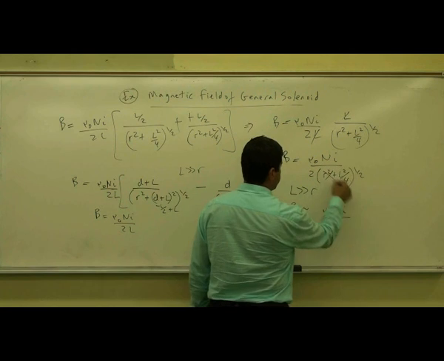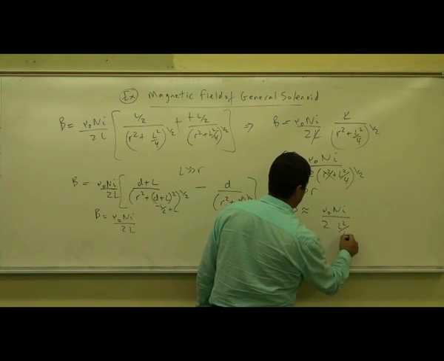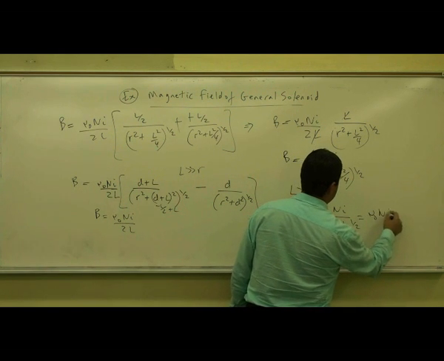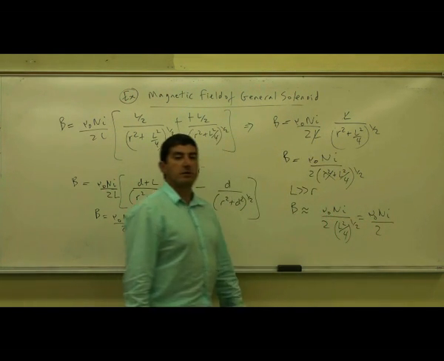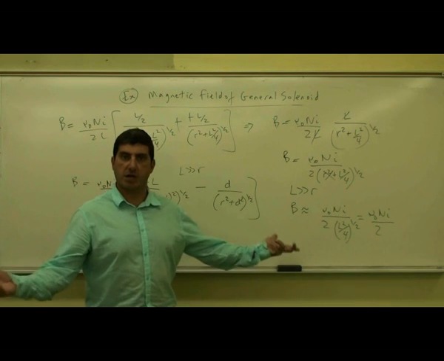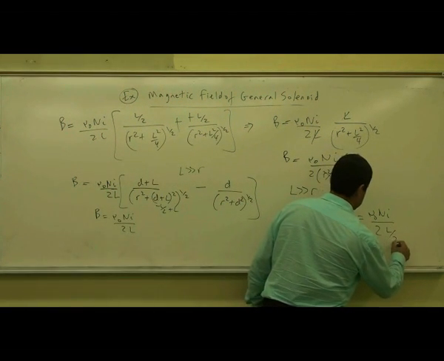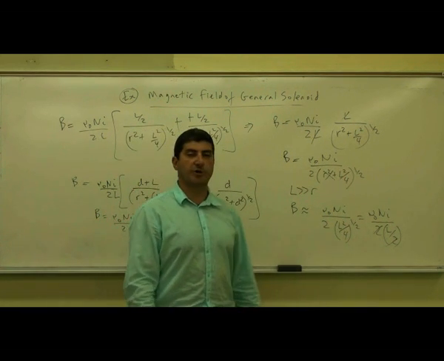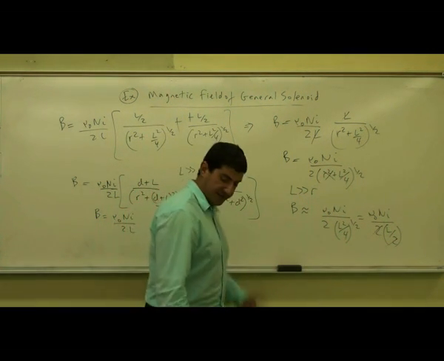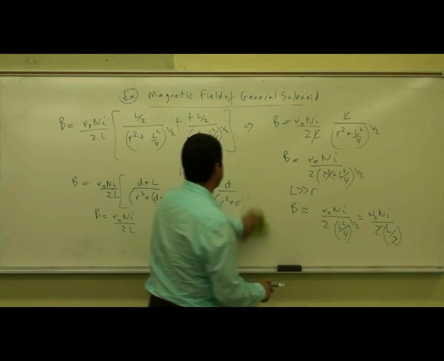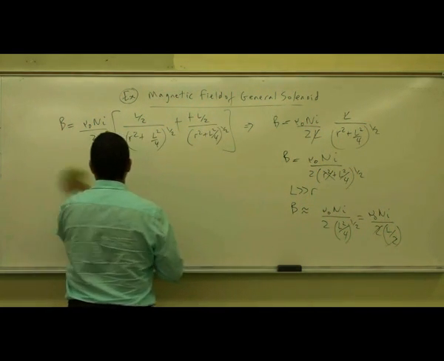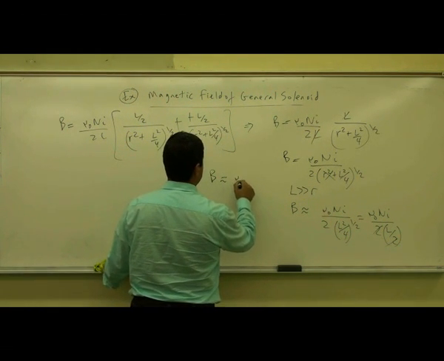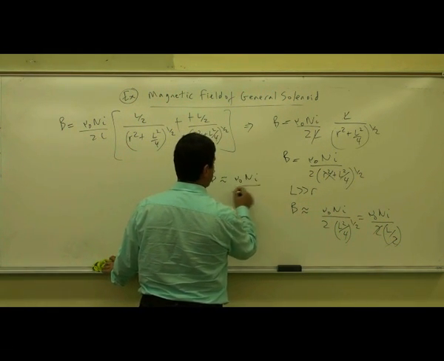And then this will be dominated, so you'll have L squared over 4 to the 1/2. Mu 0 Ni over 2. The square root of L squared over 4 is L over 2. The 2 and the 2 cancel. Mu 0 Ni over L. This is beautiful. This is exactly the approximate equation we get. Magnetic field is equal to mu 0 Ni over L.